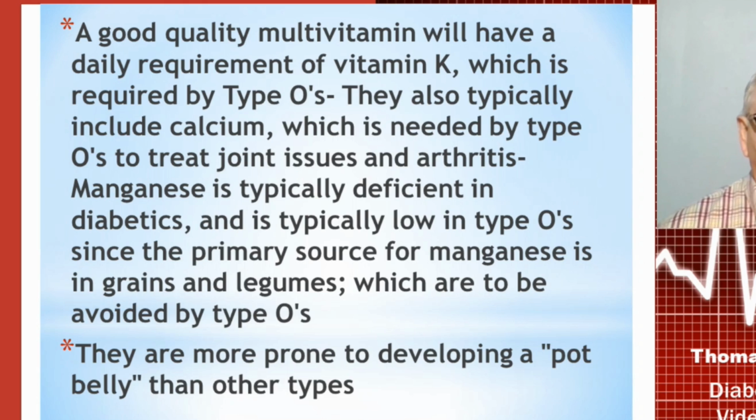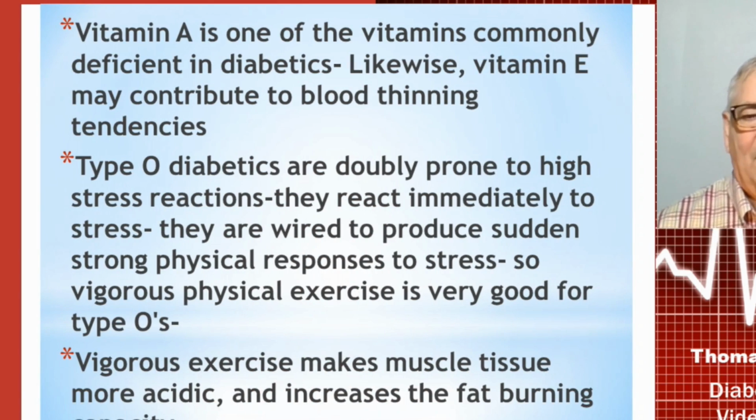So grains and legumes, again, should be totally avoided by type O's. They're more prone to developing a pot belly than the others, and therefore, that's a signal that a lot of inflammation is going on. Vitamin A is one of the vitamins commonly deficient in diabetics. Likewise, vitamin E may contribute to blood thinning tendencies, so you have to make your decisions accordingly.